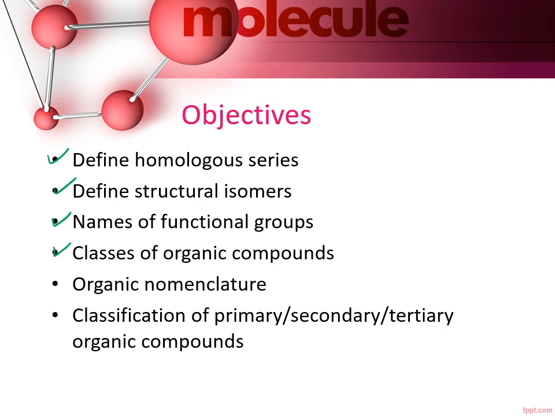We talked about those classes of organic compounds. Those classes depend on the functional groups. We talked about how to name things. Those names also depend on those functional groups. And also we talked about classifying organic compounds, primary, secondary, tertiary, depending on how many carbons the carbon is bound to. Good work.